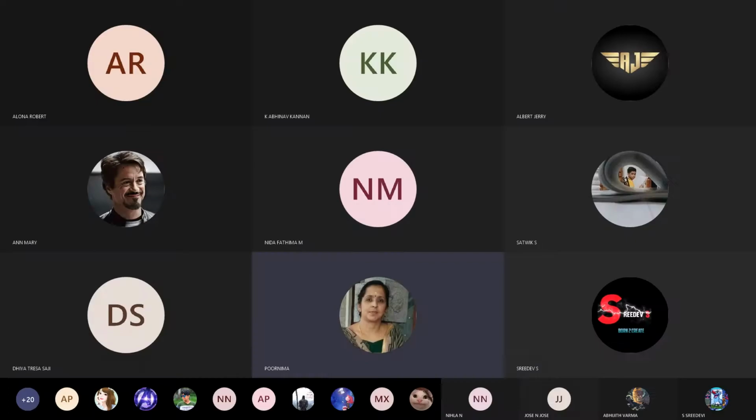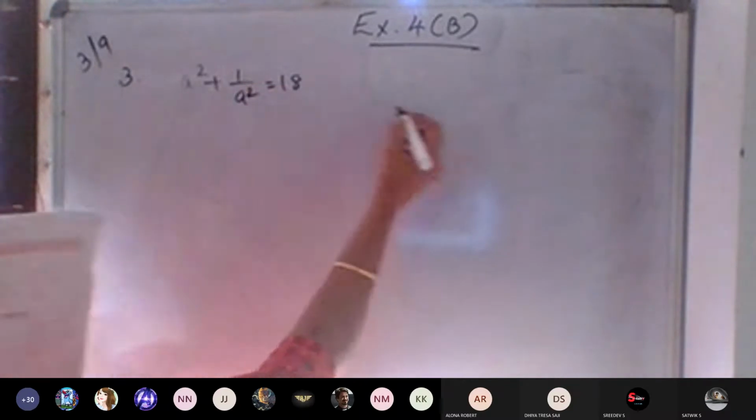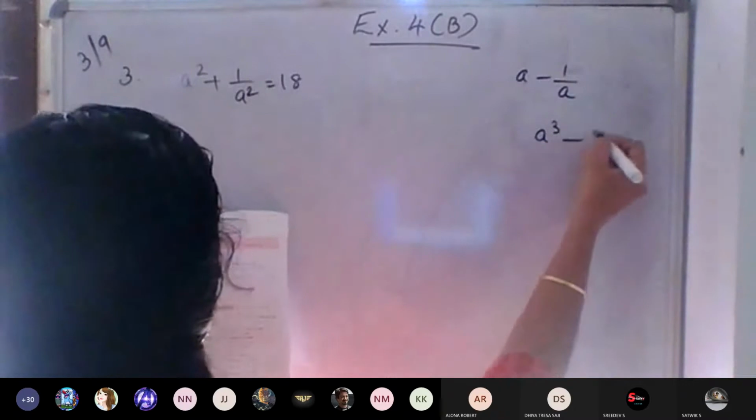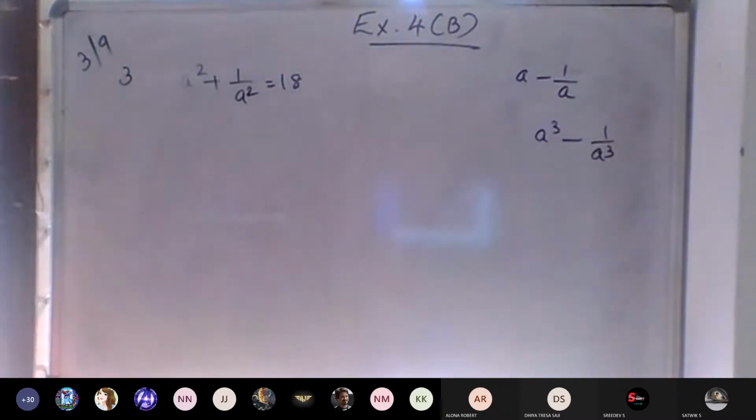18, and a not equal to 0, find a minus 1 by a and, second one, a cube minus 1 by a cube. A square plus 1 by a square is equal to 18. Means what we have to do? A square plus 1 by a square. We need a minus 1 by a.